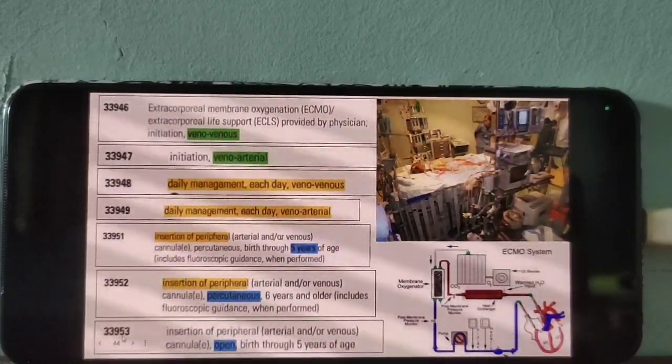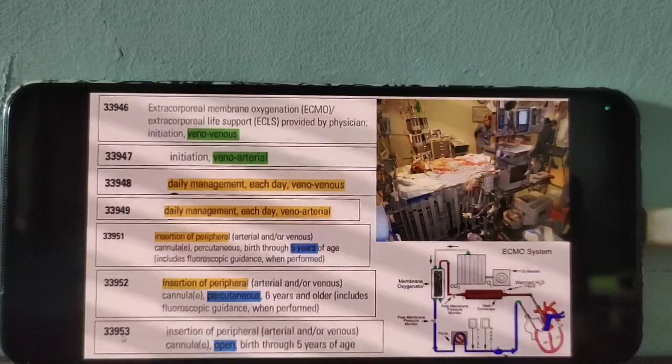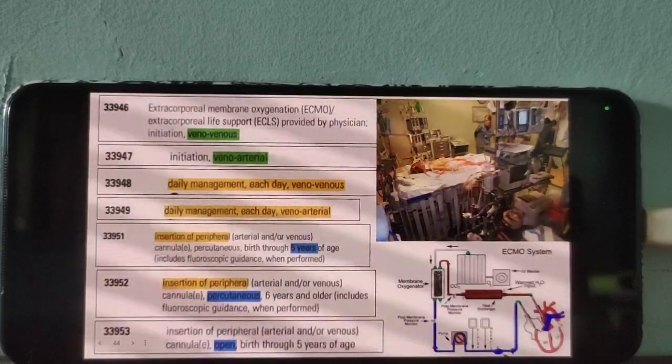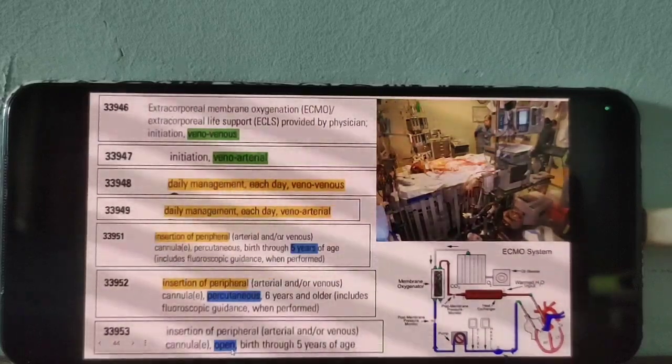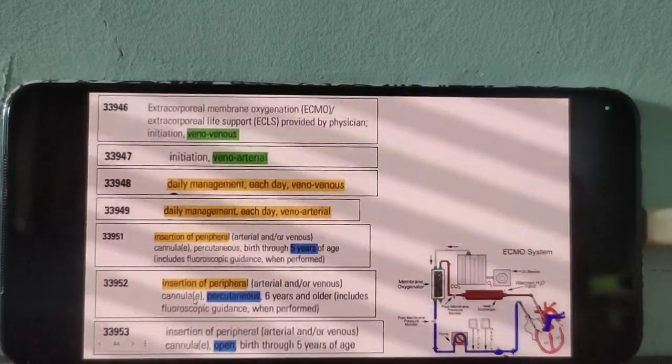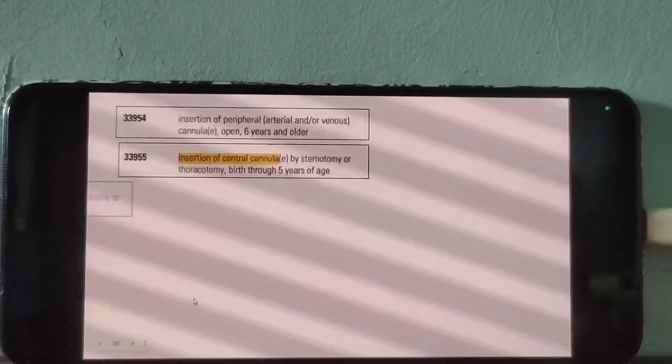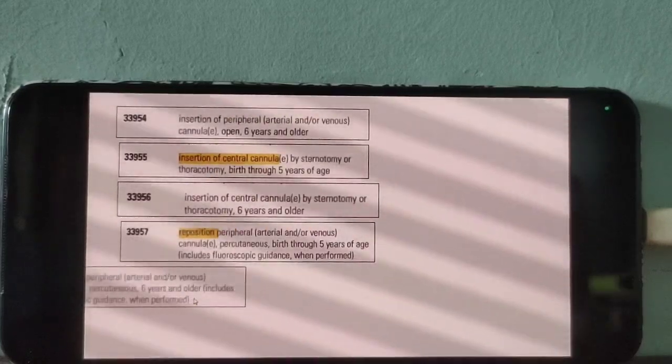Now, check the code section of 33953. The procedure is the same, insertion of a peripheral cannula, but the approach is different. The above codes are for the percutaneous approach, and 33953 and 33954 are for the open approach: birth through 5 years, 33953; 6 years and older, 33954.